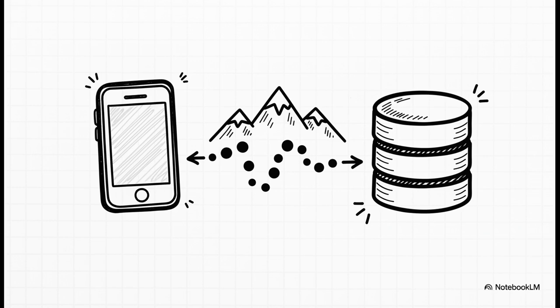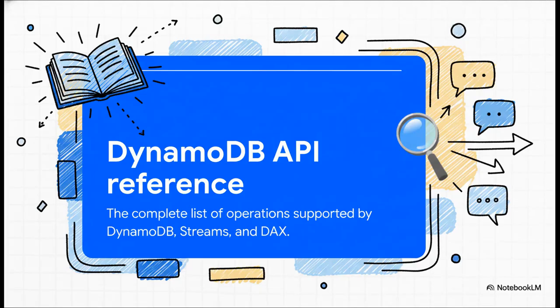That incredible speed and rock-solid reliability, it all starts with a special kind of language, a way for the app on your phone to talk to a database that could be thousands of miles away. And that's where the API reference comes in. Think of it as the official dictionary and the grammar rulebook for that language. It tells developers exactly how to speak to a service like DynamoDB, what to say and how to say it to get the database to do precisely what they want.